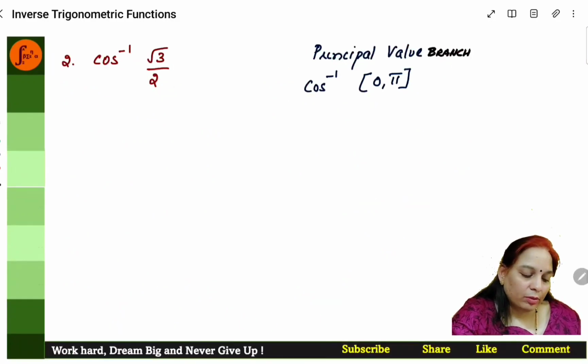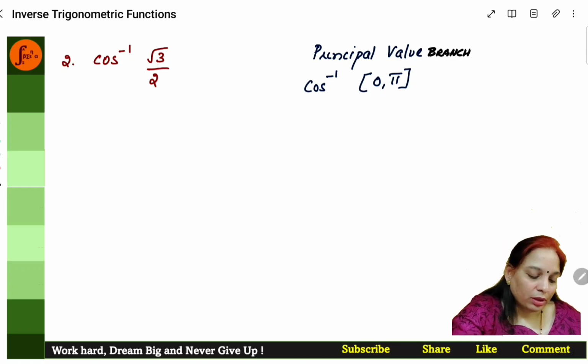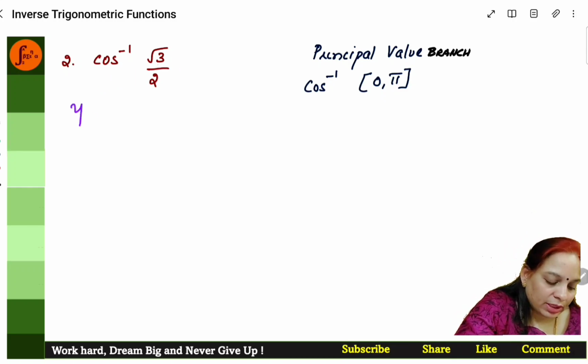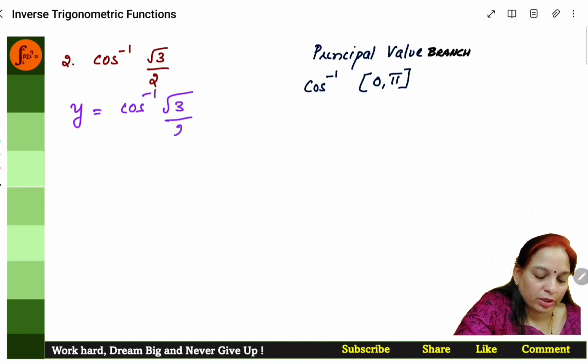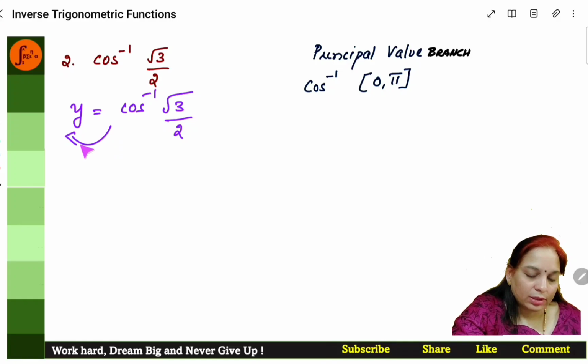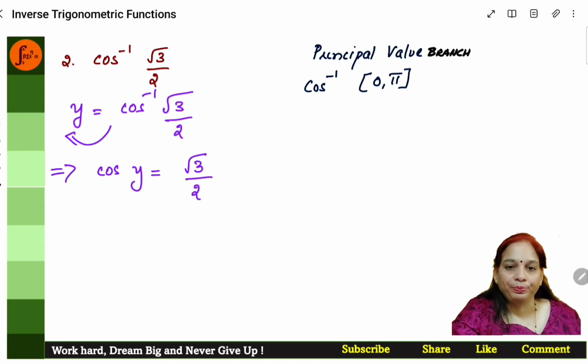Now we'll go to the next problem. Find the principal value of this particular inverse trigonometric function, cos inverse of root 3 by 2. The first step is to assign it to y. Let y is equal to cos inverse of root 3 by 2. Now this means cos y is equal to root 3 by 2.